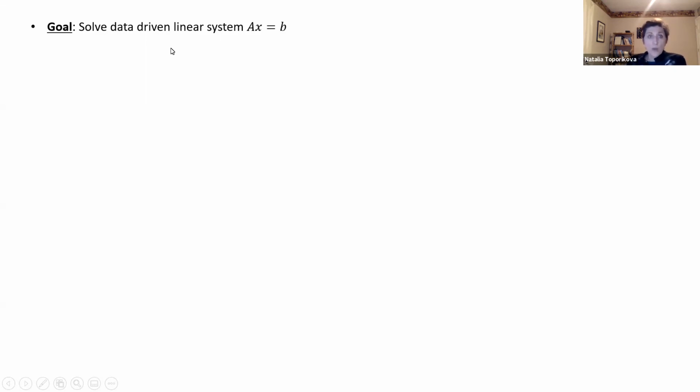The most common way to apply this method is when we are trying to solve a data-driven linear system of matrix equations, matrix A times vector x is equal to b. We're trying to solve this system for vector x. And because we are dealing with data, sometimes we just cannot find a solution. The solution does not exist, the system is inconsistent, and mostly it's just a result of noise.